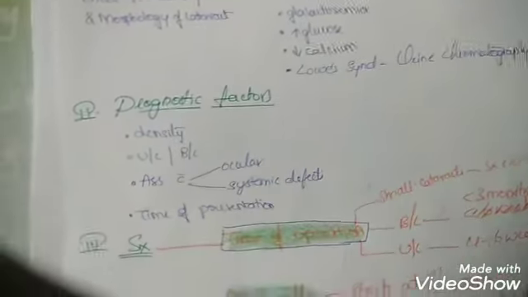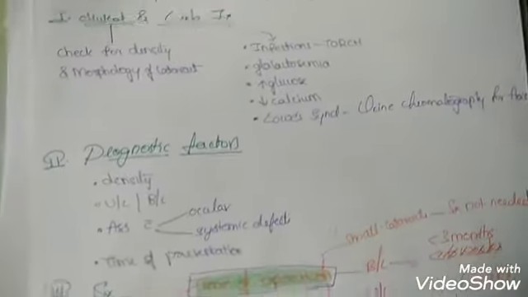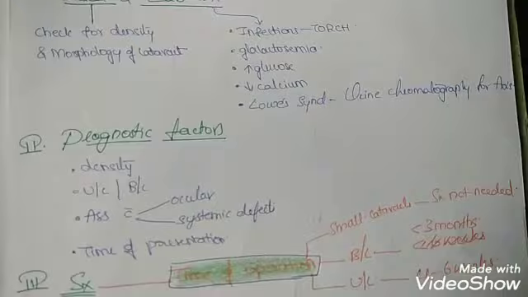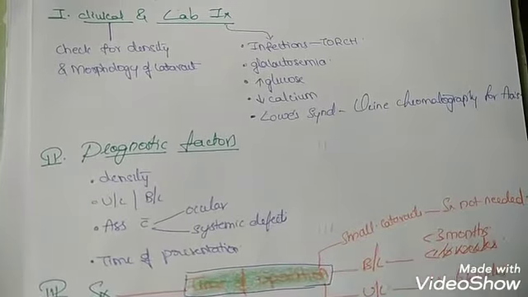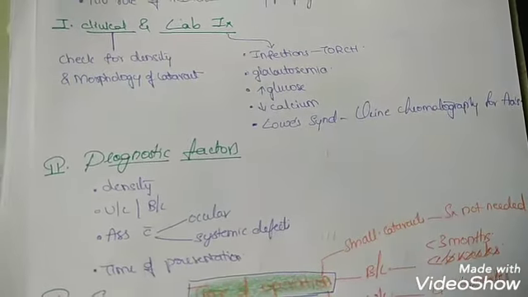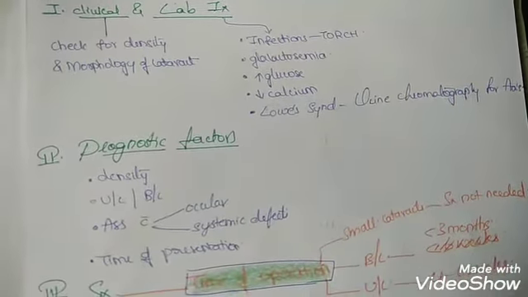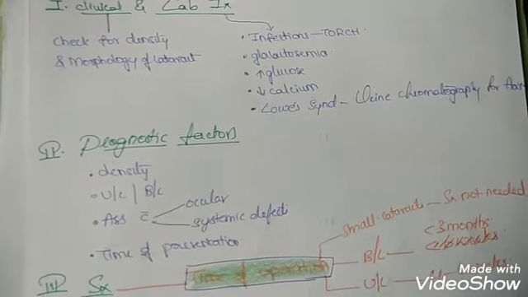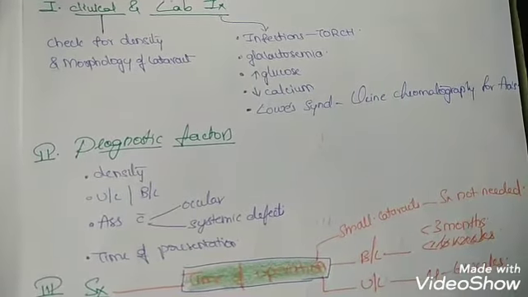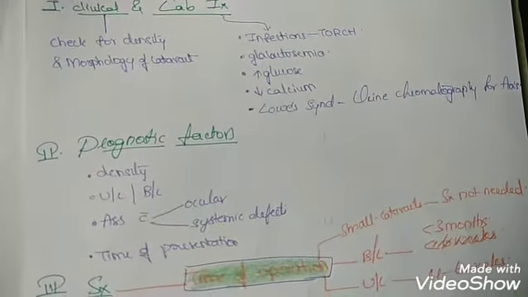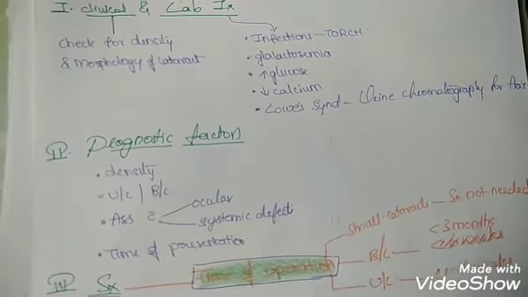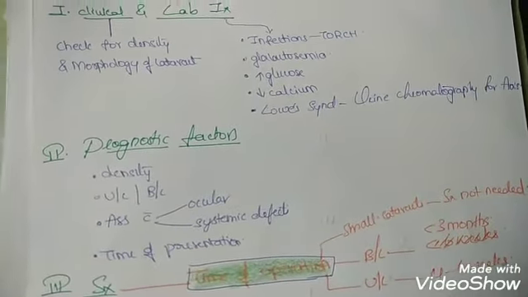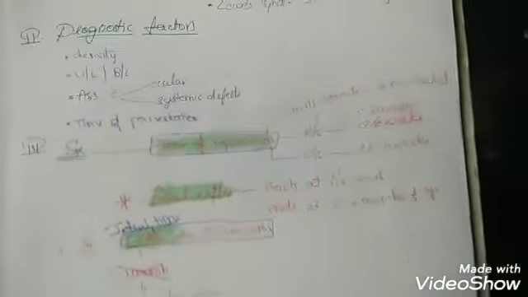Then let's know the prognostic factors, that is the density of the cataract, whether it is a unilateral cataract or bilateral cataract. Mostly unilateral cataracts are more severe than bilateral cataracts. And then whether it's associated with any ocular defects or any systemic defects, and the time of presentation of the cataract. Now let's see the treatment, that is the surgical treatment.